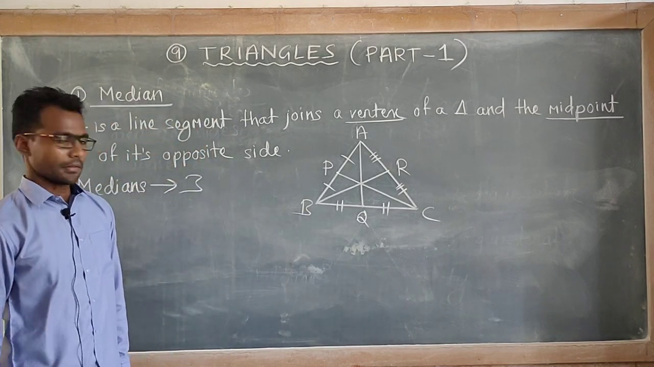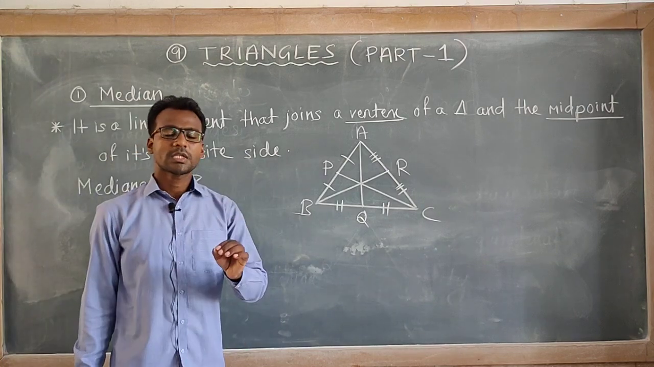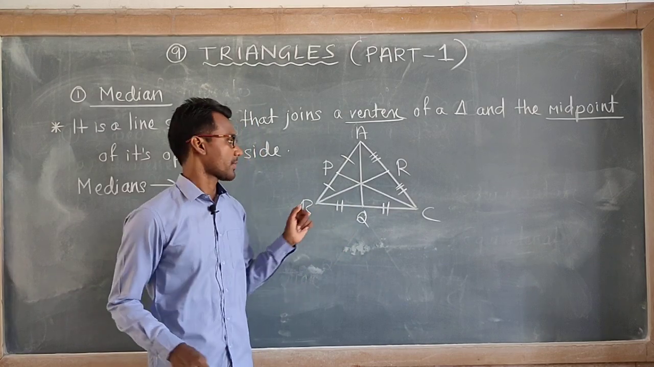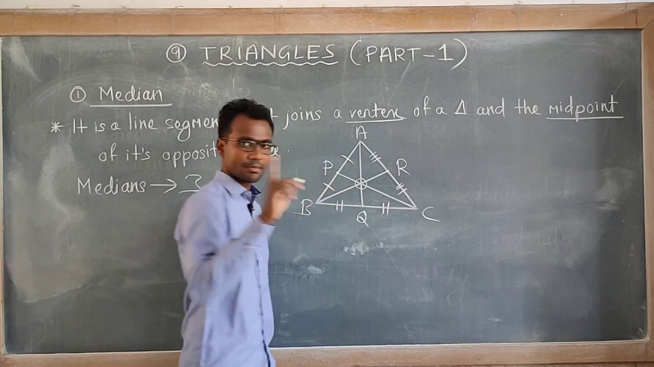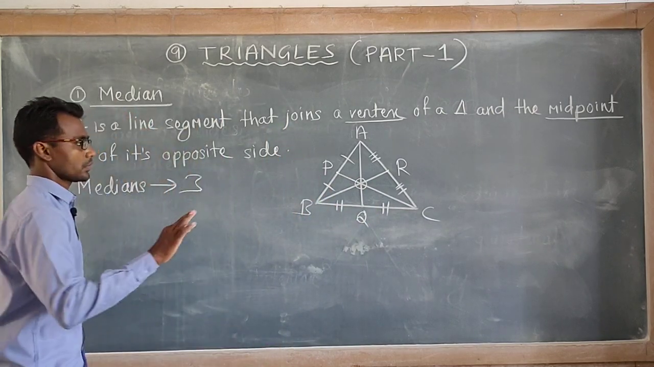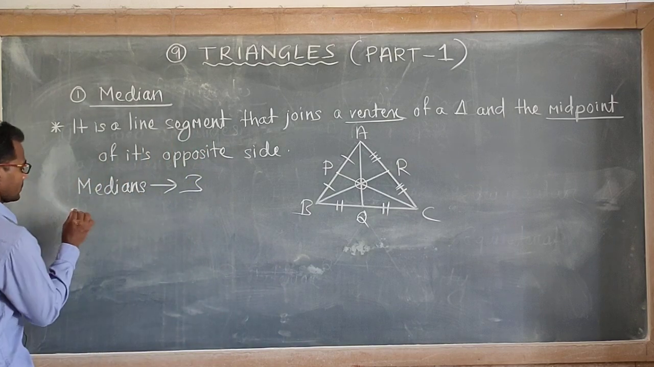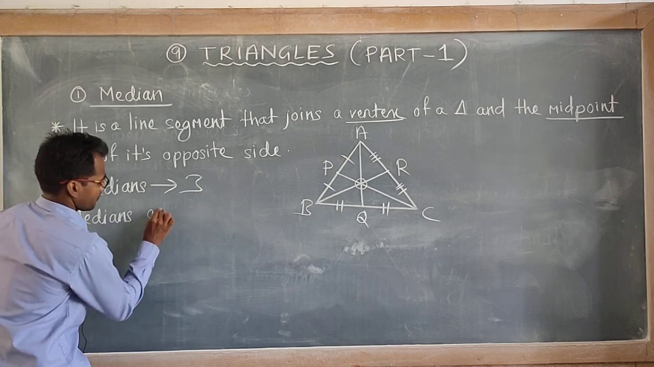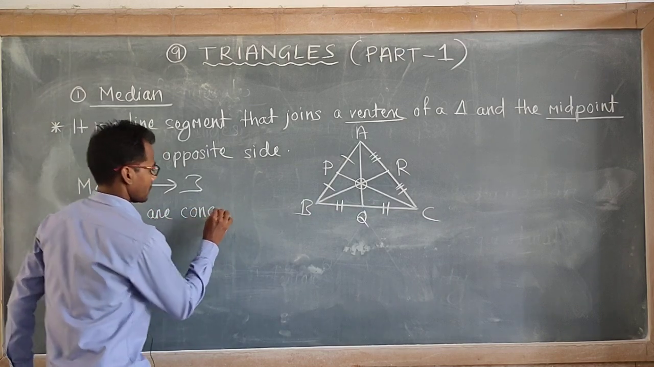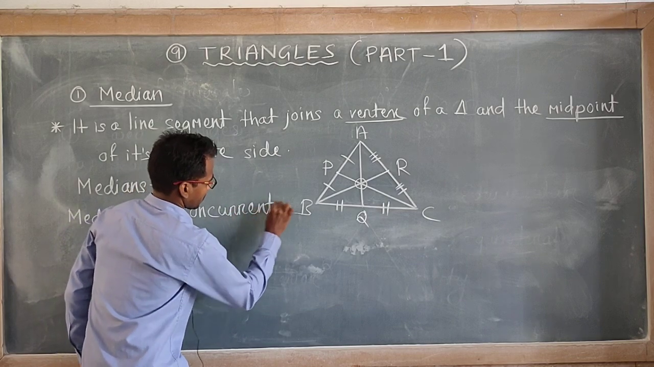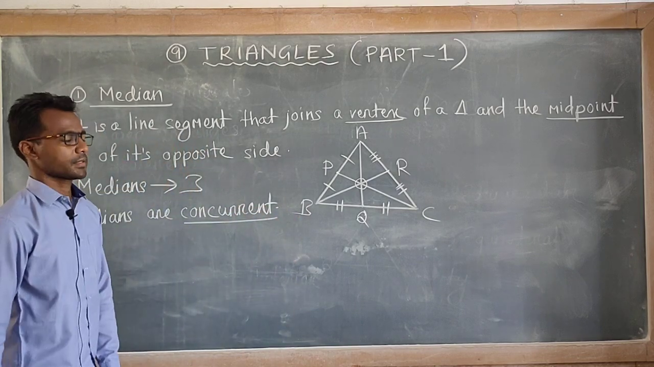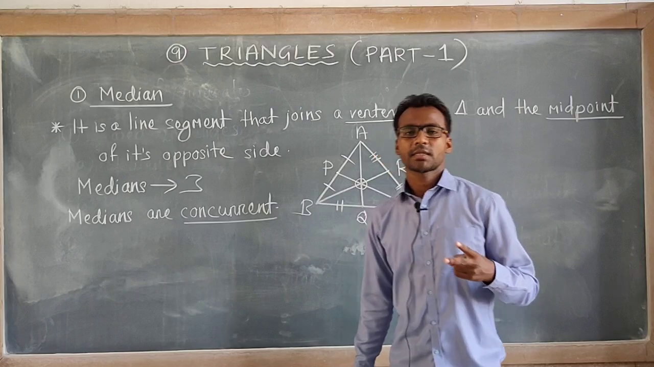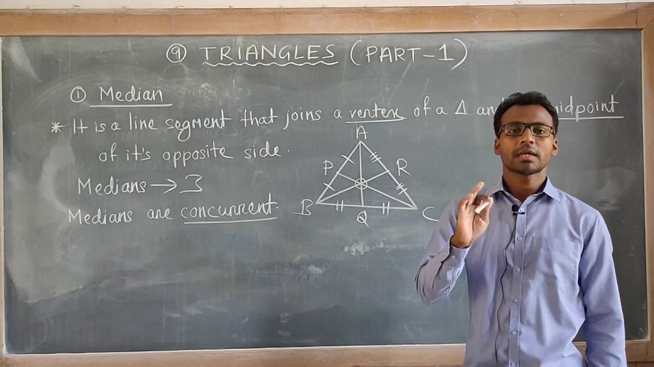Then these 3 medians will always pass through the same point. See, the point of intersection is one only. All the 3 medians are passing through the same single point. So we say that the medians are concurrent. Concurrent means if 2 or more lines pass through the same point, we say that the lines are concurrent.